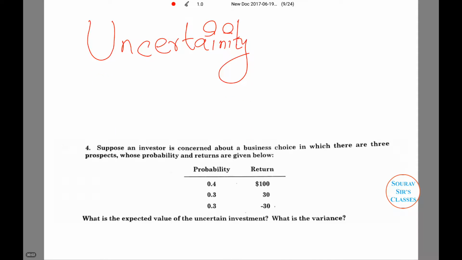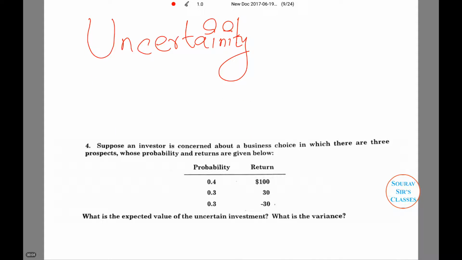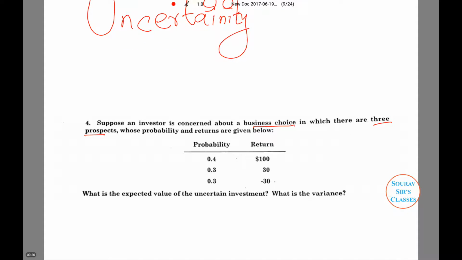Now we move on to question number 4. In this, we are given a set of probabilities and returns. Let's see the question. Suppose an investor is concerned about a business choice in which there are 3 prospects. Now we need to calculate the expected value of the uncertain investment.